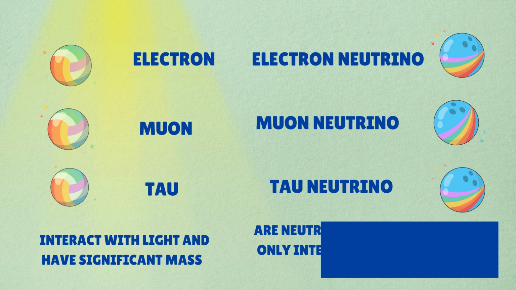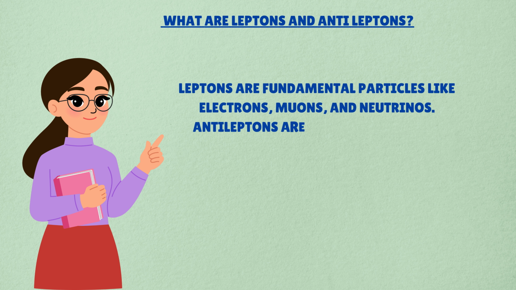Leptons also have their corresponding antiparticles, called antileptons. Each lepton has an associated antilepton. Here is the list. So, what are leptons and antileptons? Leptons are fundamental particles like electrons, muons, and neutrinos. Antileptons are the corresponding antiparticles of leptons. For example, electron has an antielectron called positron, muon has an antimuon, neutrinos have their corresponding antineutrinos.